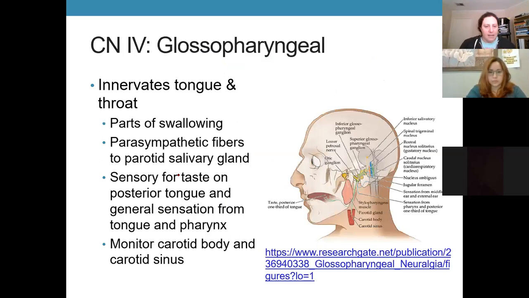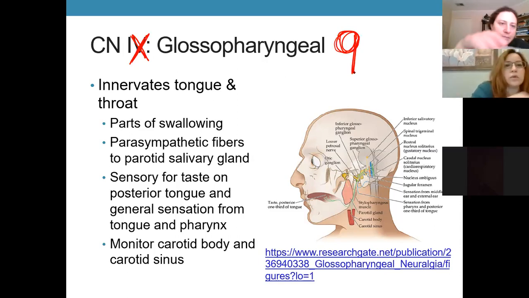All right, now things get slightly weirder. So glossopharyngeal is cranial... Did I do that again? Oh my God, I never fixed that. Okay, sorry. This is 9, guys, not 4. So this is cranial nerve number 9.